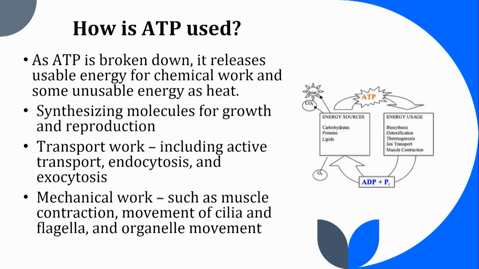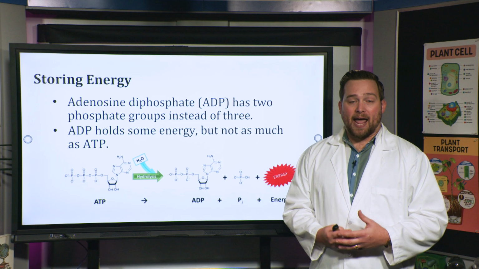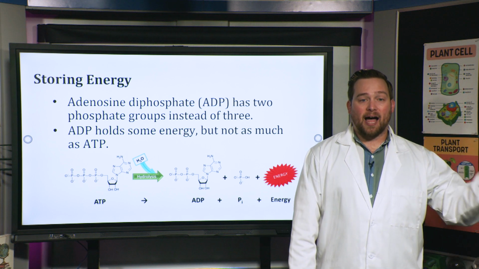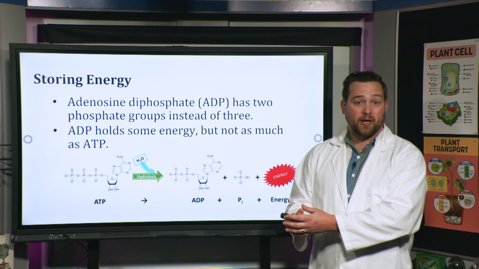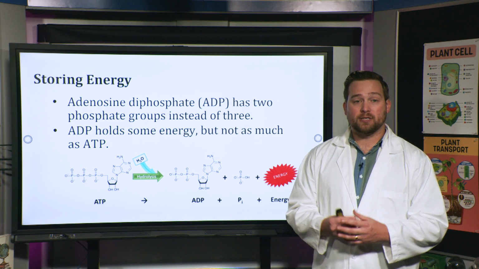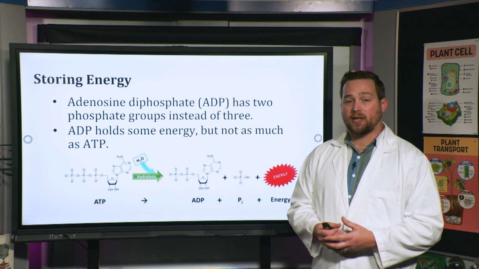Okay, so ATP releases energy, it turns into ADP, we can put another phosphate on it, and it's like charging a battery up. So this is kind of the process on how that happens. We have adenosine diphosphate, which is adenine and two phosphates. Okay, it's got two phosphates instead of three. ADP holds some energy, but not as much as ATP.